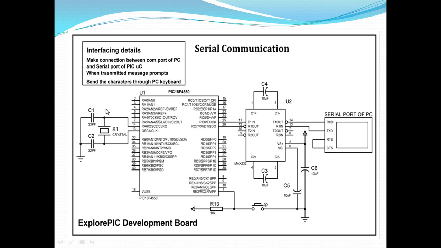This is the circuit diagram that is used for serial communication with the personal computer by using the RS-232 standard and a DB9 connector. The DB9 connector is connected to the serial port of the personal computer, and these two pins are connected to microcontroller pins RC6 and RC7. You can see RC6 is the output pin, the TX pin, and RC7 is the input pin, which you can set for the serial mode of communication.